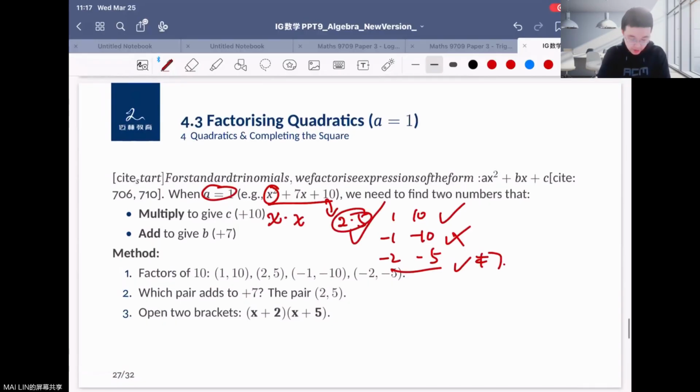So because of that, we choose the pair 2 and 5. Now open two brackets: x plus 2 times x plus 5. That is the factorized form. How we calculate this is very easy.